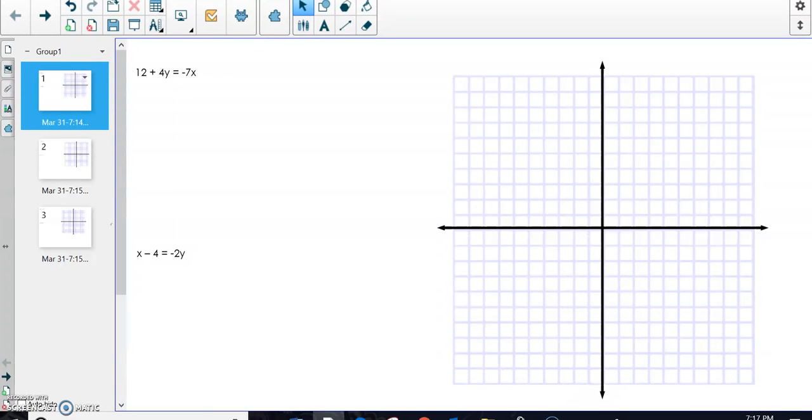Here are some examples of solving a system of equations by graphing. When you are graphing, we're going to graph using y equals mx plus b. So here I have two equations. The first one I need to solve for y. So I'm going to subtract 12 from both sides.